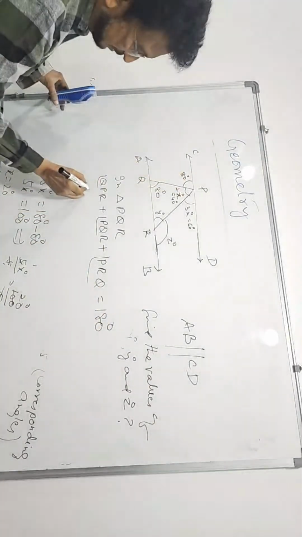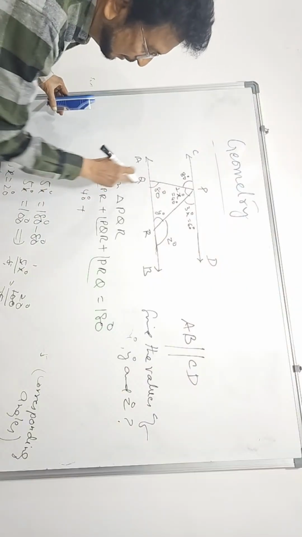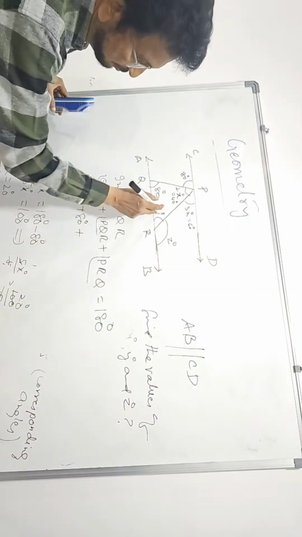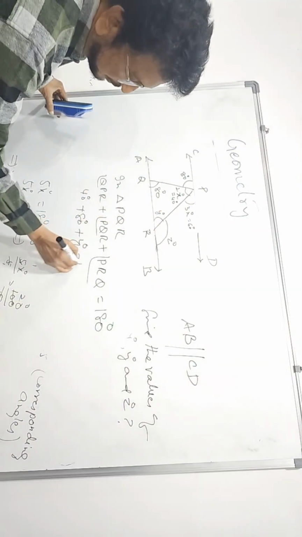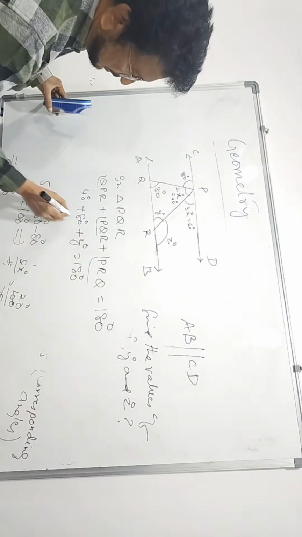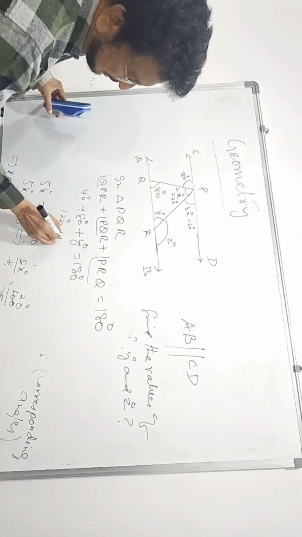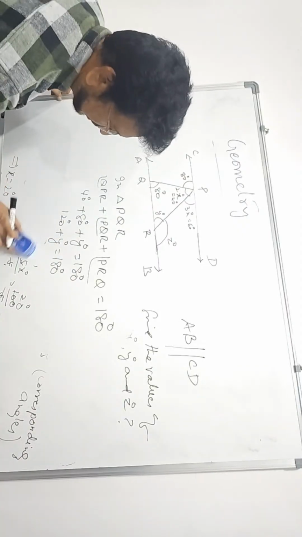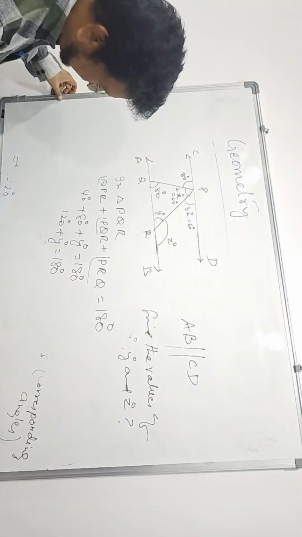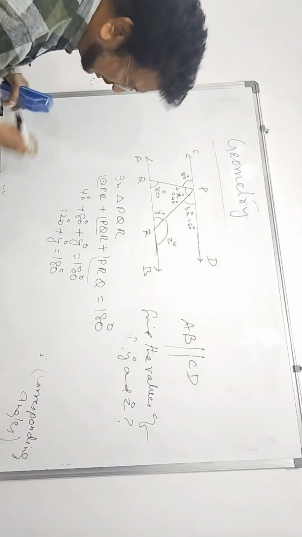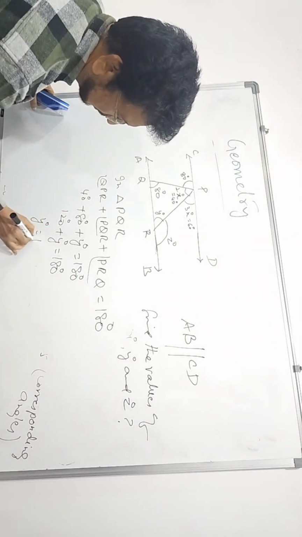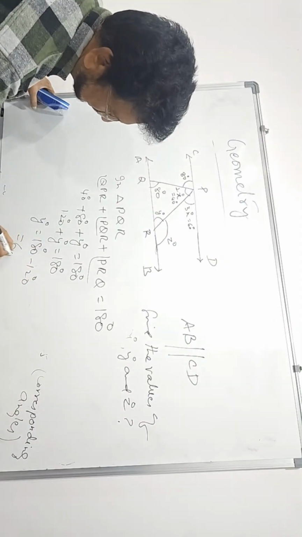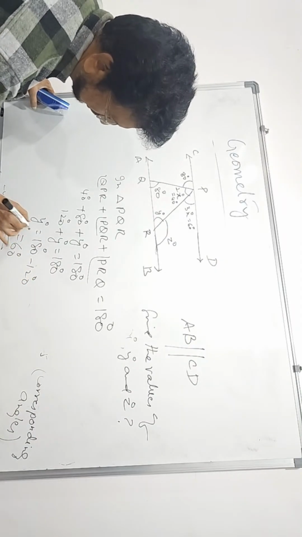QPR is 2x, which we got as 40 degrees. PQR is already 80, which you got. PRQ, you have to find out, y. 40 plus 80 is 120, plus y is equal to 180 degrees. Then what is y? y is equal to 180 minus 120. How much? 60 degrees. The second answer we also got.